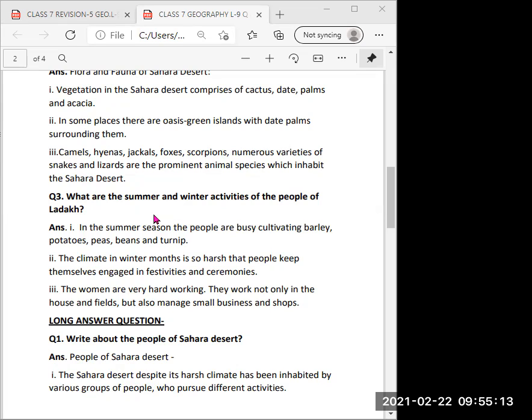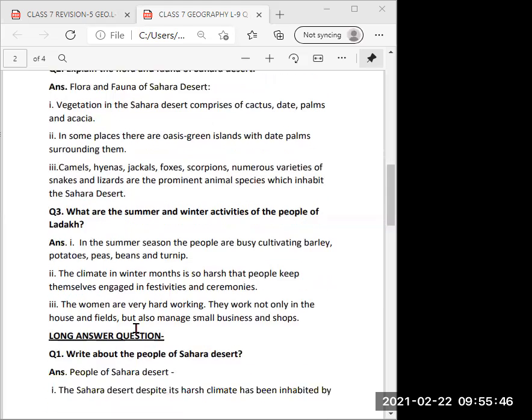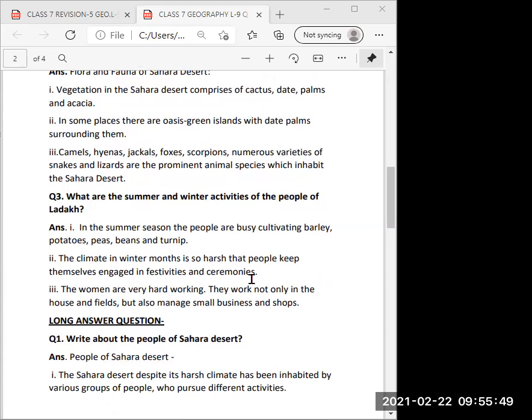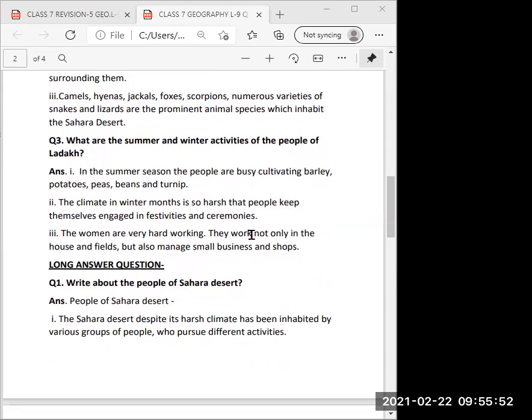Good. Very good. I will repeat it again. In summer season, the people are busy cultivating barley, potatoes, peas, beans, and turnip. Five types of cultivation are there in Ladakh. First is cultivating barley, potatoes, peas, beans, and turnip. Clear? Next is the climate in winter months is so harsh that the people keep themselves engaged in festivities and ceremonies.